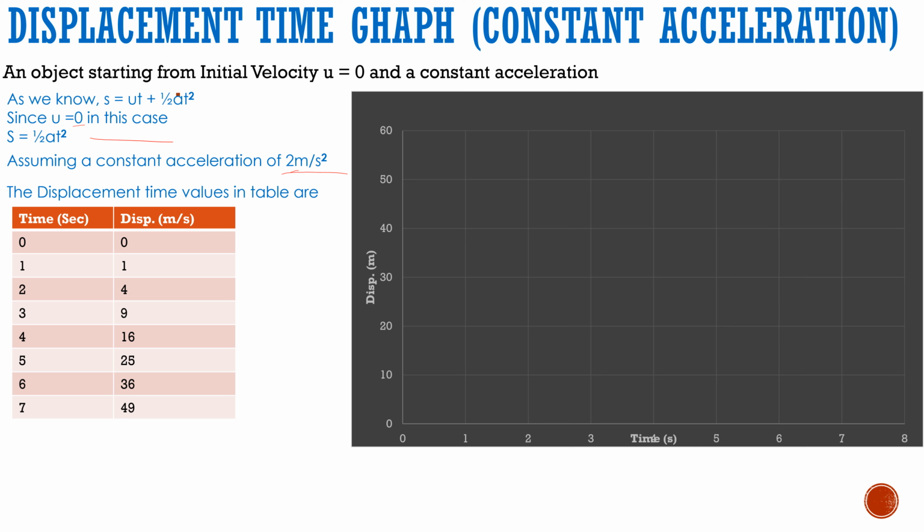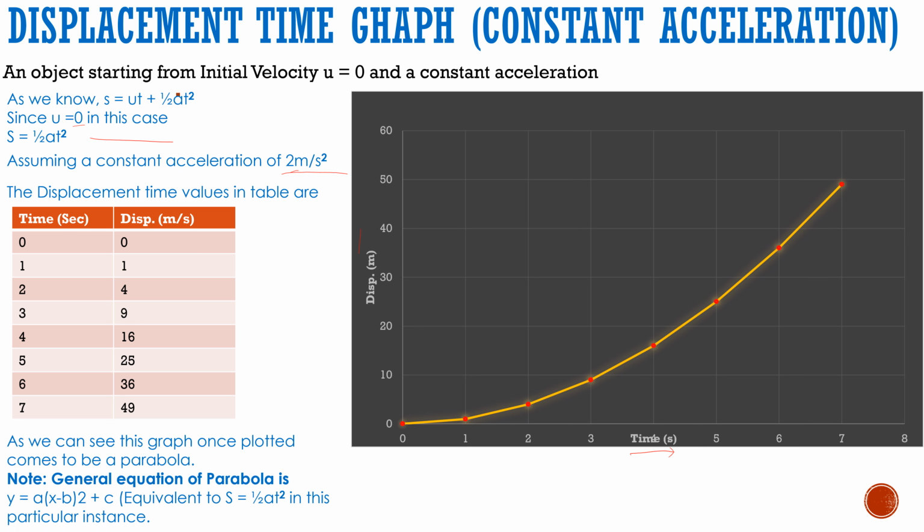So displacements at different points of time, with 2 meters per second square, will be: at 0 it becomes 0, at the first second it is 1, second second it is 4, third second it is 9, then 16, 25, 36, and so on. If you plot this in a displacement time graph, where displacement is always on the y-axis, like distance also, and time is always considered to be on the x-axis, it comes out something like this.